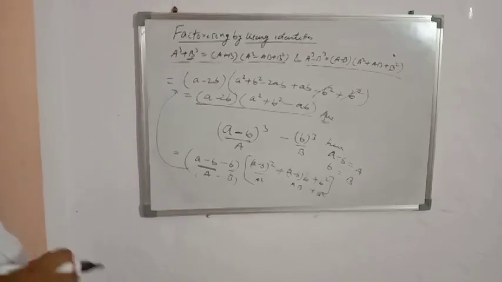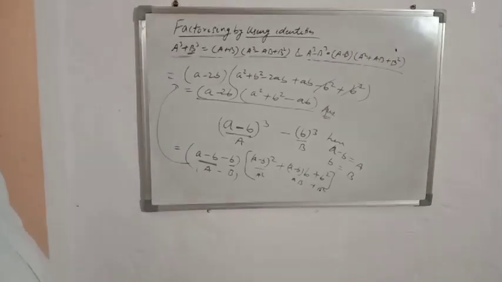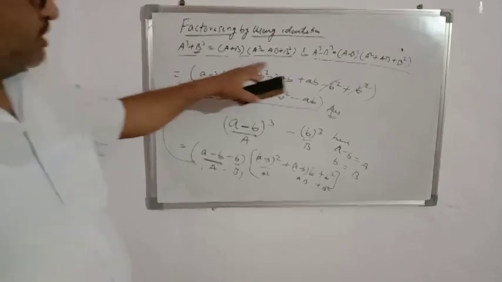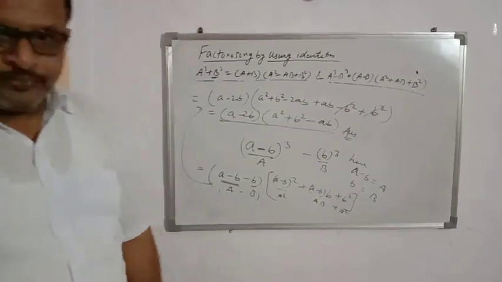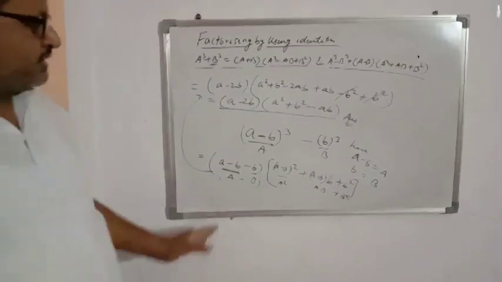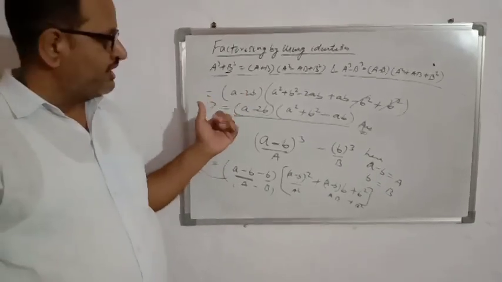So I have taken 4 examples in which we have used the a cube plus b cube and a cube minus b cube identities. I hope that you understand it. You can apply the above identities in other problems.